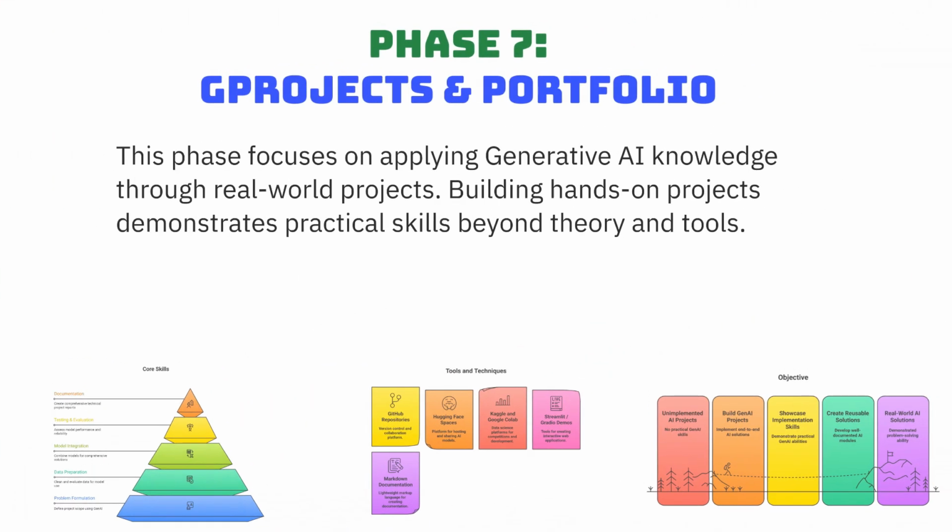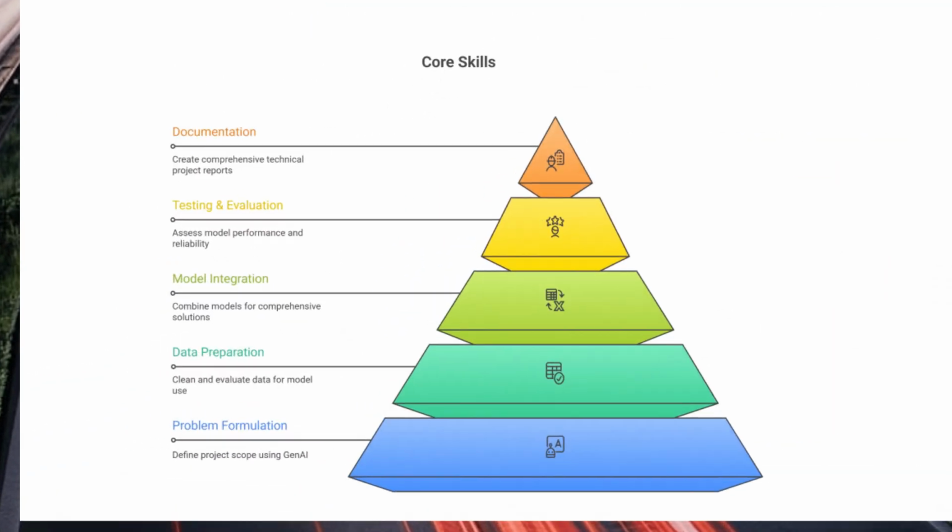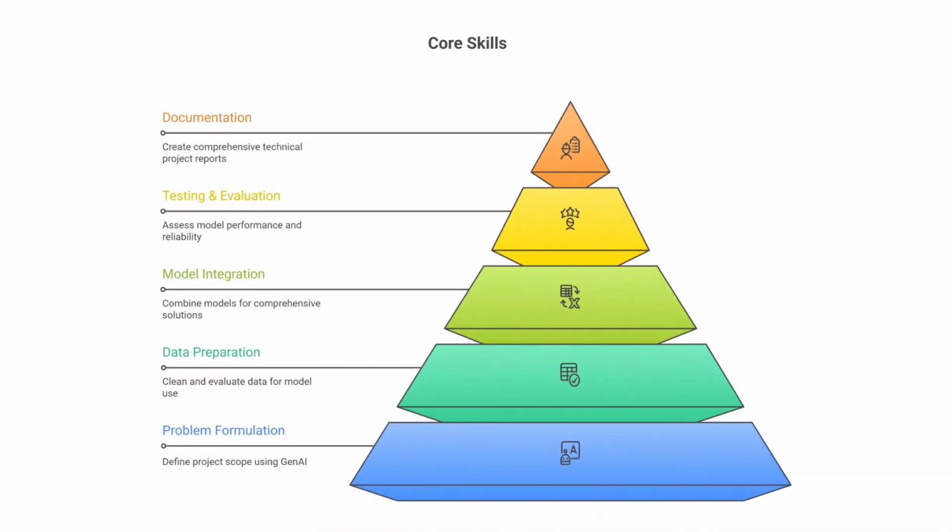Phase 7. Projects and portfolio. This phase focuses on applying generative AI knowledge through real-world projects. Building hands-on projects demonstrates practical skills beyond theory and tools. A strong portfolio proves your ability to design, implement, and deploy Gen AI systems, which is critical for interviews and professional credibility. Core skills. Core skills emphasize practical implementation, problem solving, and system integration.